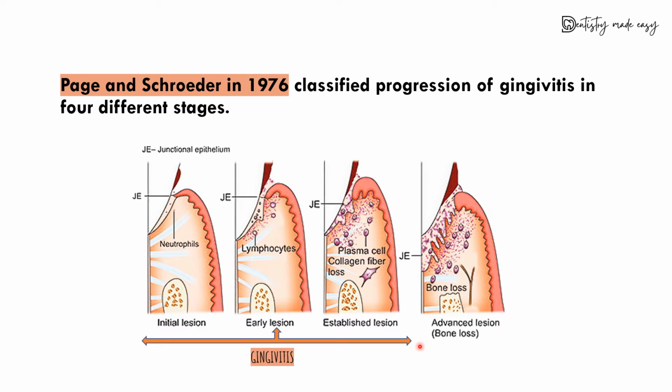Due to that, the first 3 lesions are known as gingivitis, where the inflammation is confined to the gingiva only, whereas the advanced lesion is considered clinically as periodontitis. Why? Because in this the inflammation is progressing towards the supporting structures also.